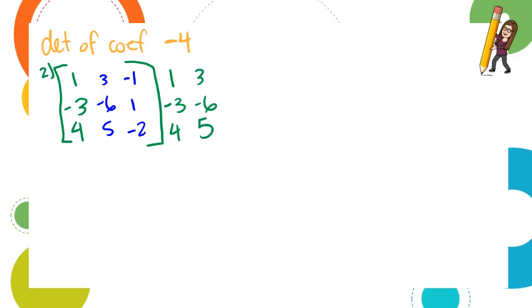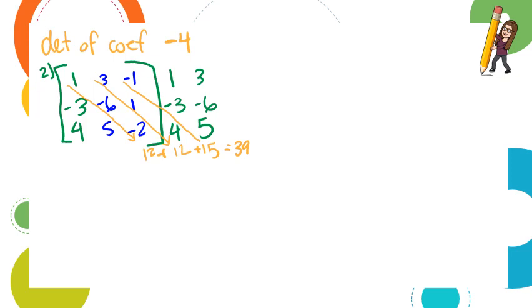Okay, so now if I go down, 1 times -6 times -2 is 12. 3 times 1 times 4 is 12. And -1 times -3 times 5, looks like that gets me to 15. Okay, so if I add those together, what do we get? 12, 24, 34, 39. Okay.